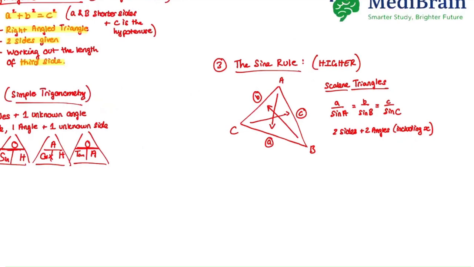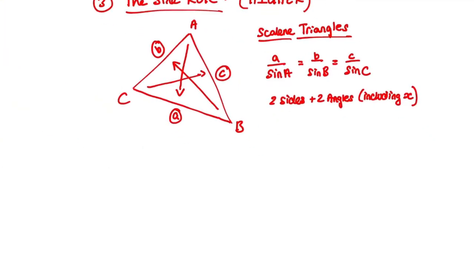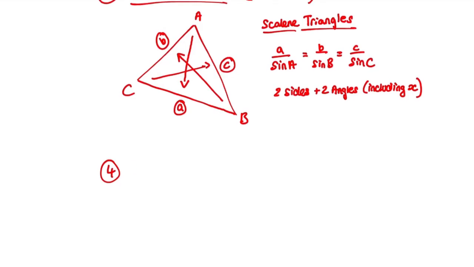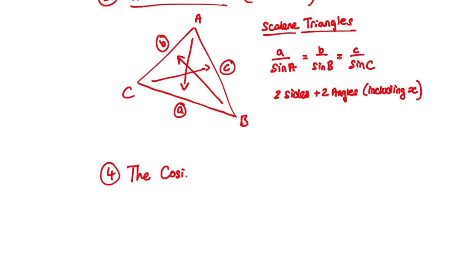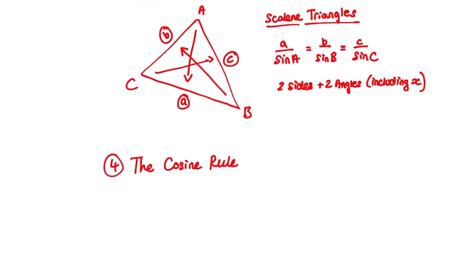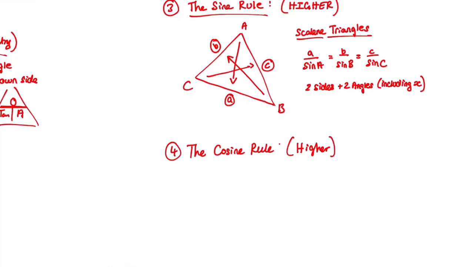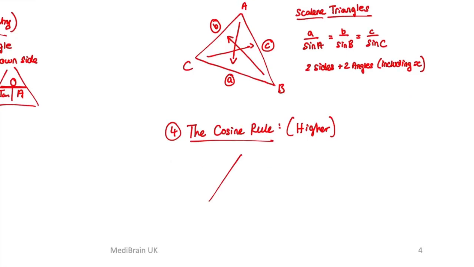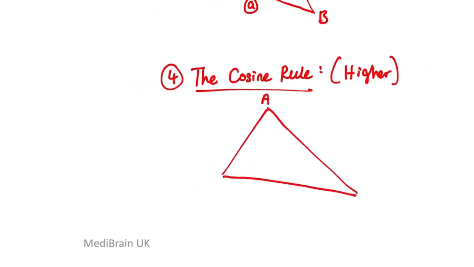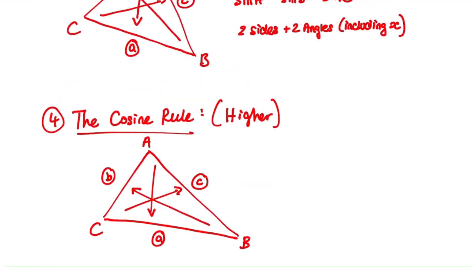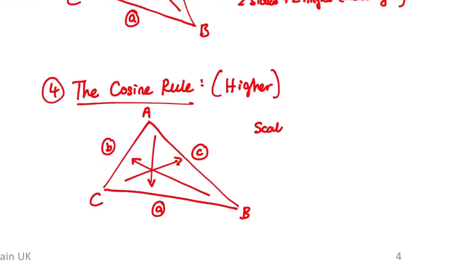And then the cosine rule, which is our most recent lesson, which is again only higher. When we looked at the cosine rule, we saw that again it works for scalene triangles. You would label your triangle in the same way, capital A, capital B, and capital C. Opposite is lowercase a, opposite this lowercase b, and opposite this you would have lowercase c. It works for scalene triangles again.